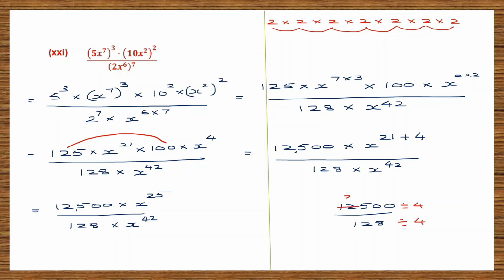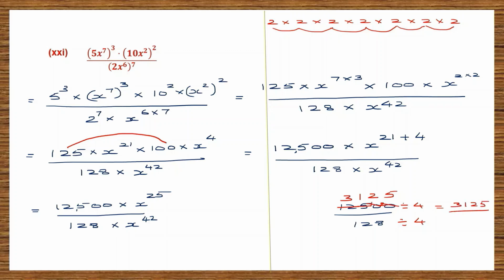4 threes are 12. Then we have 5. 4 ones are 4 and carry 1. So now I have 10. 4 twos are 8, 9, 10. I have 20 now. 4 fives are 20. Now, if you can't do it this way, you can do long division. 12,500 divided by 4, you will get 3,125.